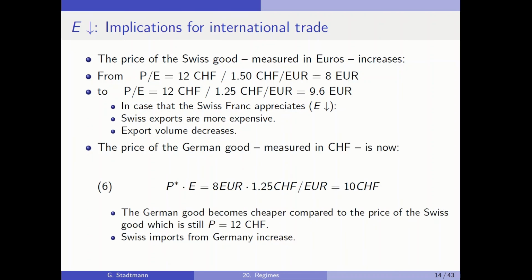Let's check the price of the German good. The price of the German good measured in Swiss francs is now equal to P star, the price of the German good, times the exchange rate of 125 Swiss francs per euro. The price of the German good measured in Swiss francs is now 10 Swiss francs. So the German good becomes cheaper compared to the price of the Swiss good, which is still at the level of 12 Swiss francs. So Switzerland will import more from Germany. The imports from Germany will increase.